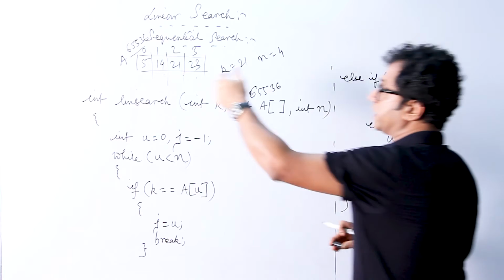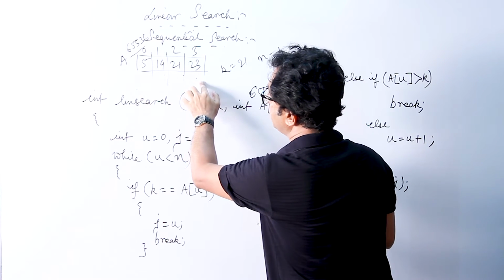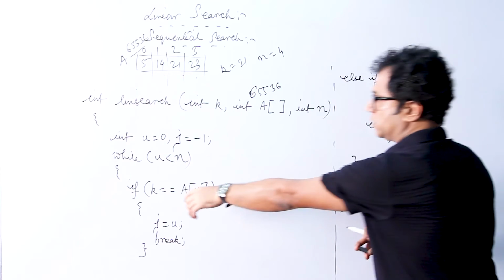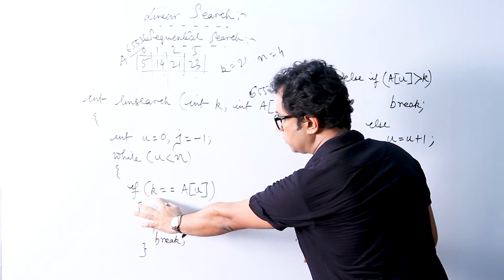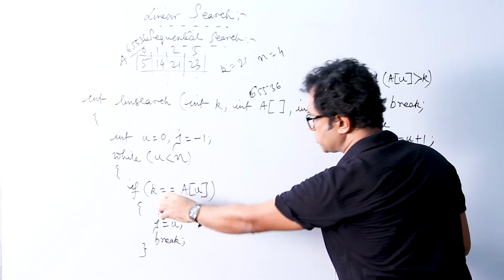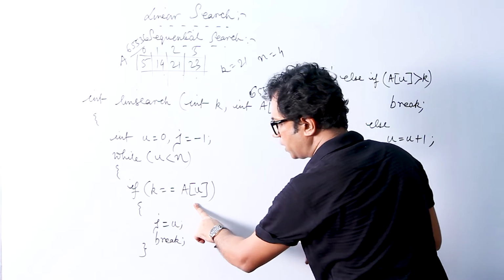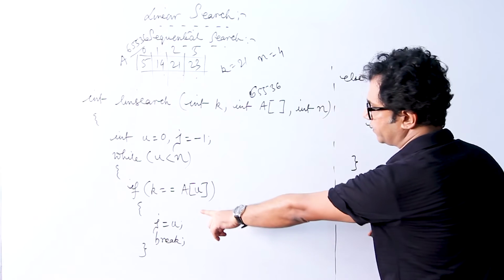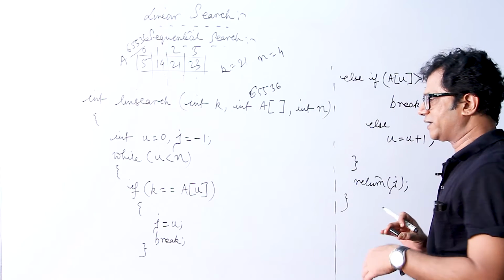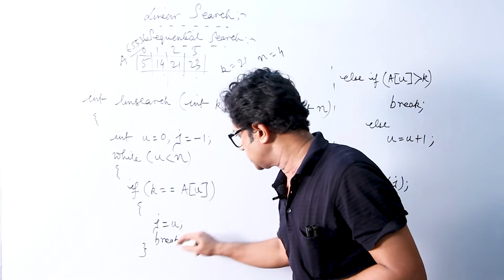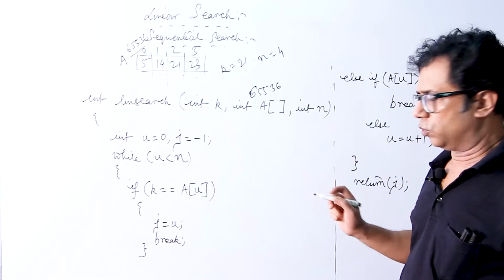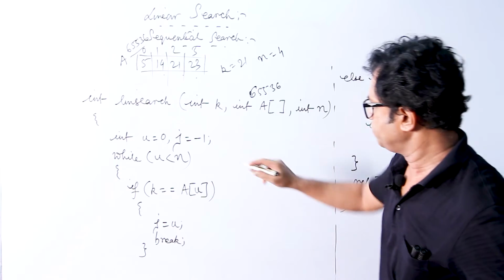So, our searching will take place from the beginning to the end of the array, one by one. If the k value, that is this 21, matches with au, then we are definitely finding the value, and there will be a successful operation. In that case, we will just come out of this while loop and return the j value to the calling module. So, let me explain this portion first.